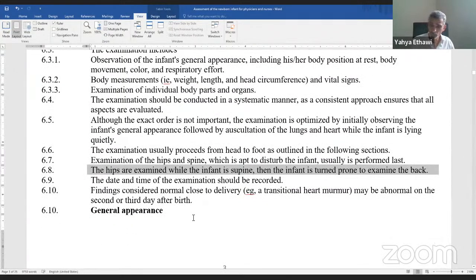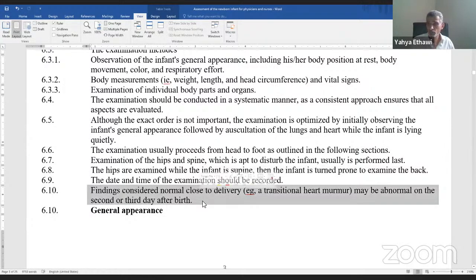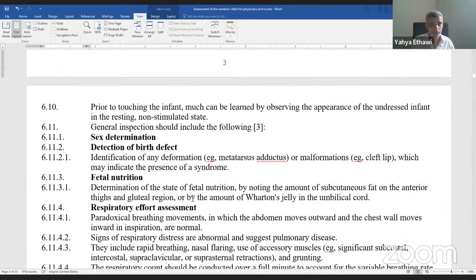You always have to look at the baby both prone and supine. Very important to do. If you find any finding, remember it might be transition, so you need to list it and reassess. It's important to look at the baby before you touch the baby, so undress and look at the baby before you touch.